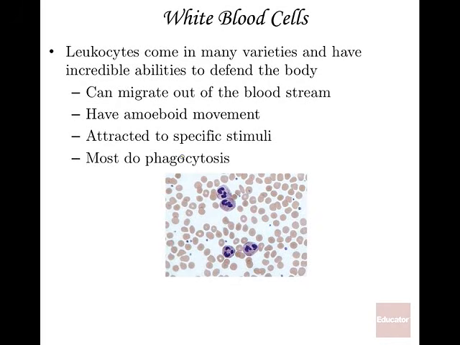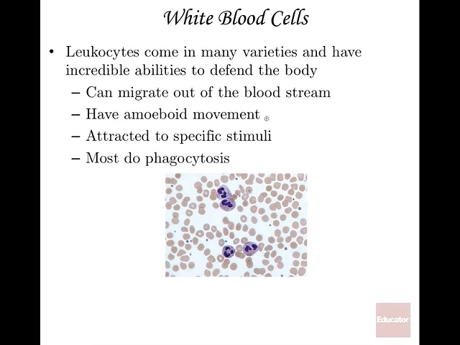White blood cells, also known as leukocytes. Leukocytes come in many varieties and have an incredible ability to defend the body. Here are the main abilities. They can migrate out of the bloodstream. Amazingly, a white blood cell can squeeze itself through the endothelial cells of a capillary into organs. And that's amazing, their ability to migrate and hunt down these foreign bodies that could cause problems.